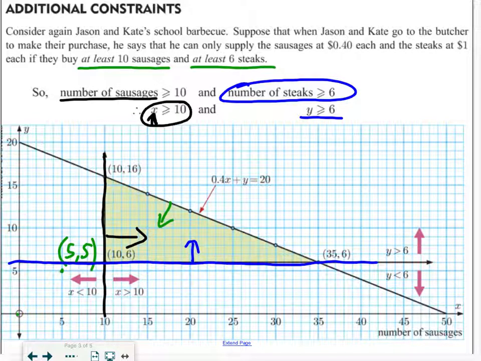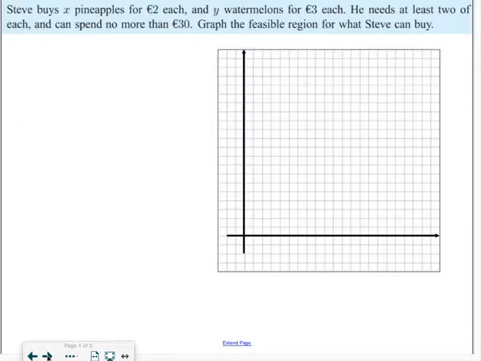Okay, let's look at one more example here. So Steve buys X pineapples for 2 pounds each and Y watermelons for 3 pounds each. He spends at least 2 of each and can spend no more than 30 pounds. Graph the feasible region for what Steve can buy.